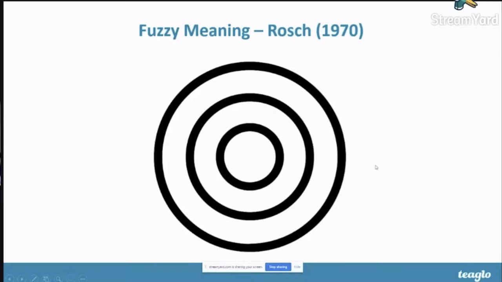So Eleanor Rosch asked people participating in her experiment to grade birds, like I just asked you to do, from the most bird-like to the least bird-like. So a robin was deemed to be the most bird-like, the prototypical example. Canaries and bluebirds were sort of in the middle, and then penguins and emus were deemed to be the least bird-like.